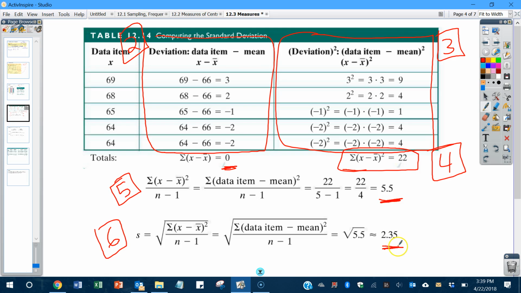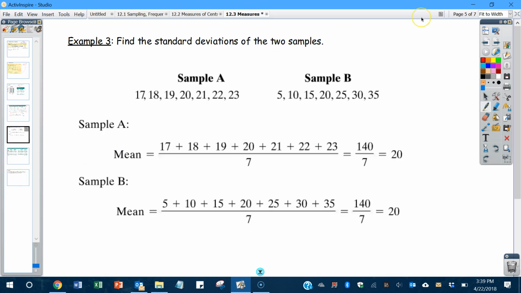That gives you a measure of spread. The standard deviation itself is kind of a hard number to understand. It's telling you the standard deviation is 2.35. It's a number that describes how spread out the data is. But that number probably doesn't mean anything to you, which is fine, because this is the first look at it. So let's look at an example now of 2 data sets that have the same mean and different standard deviations.